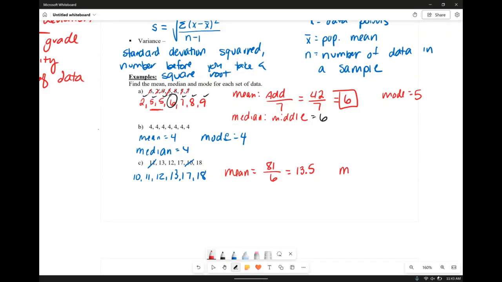All right, the mode, if I look at my data, nothing repeats. There's not a number that occurs the most. So here I have no mode, and that's okay.